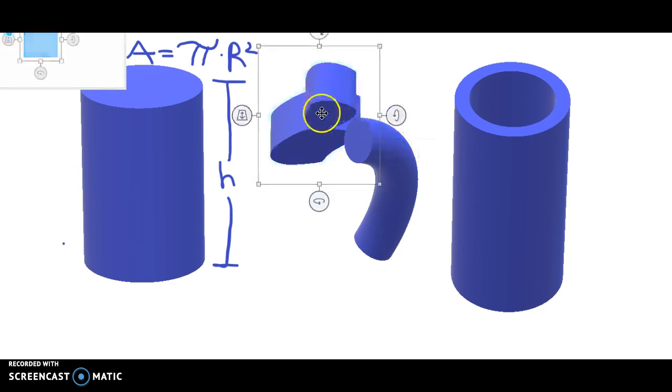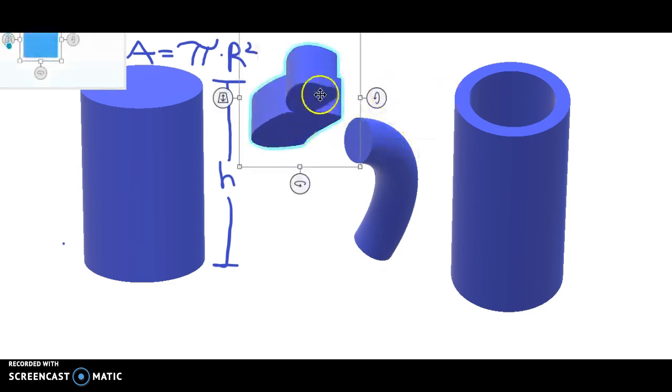Alright, just having a little fun there. Basically, if you could find the area of this shape and find the height, you multiply those two values and you have found the volume of that space.